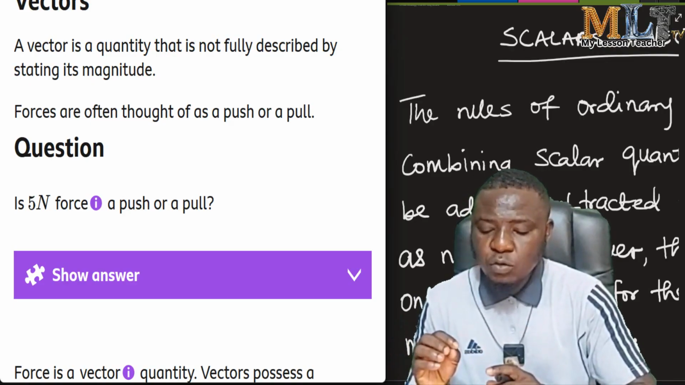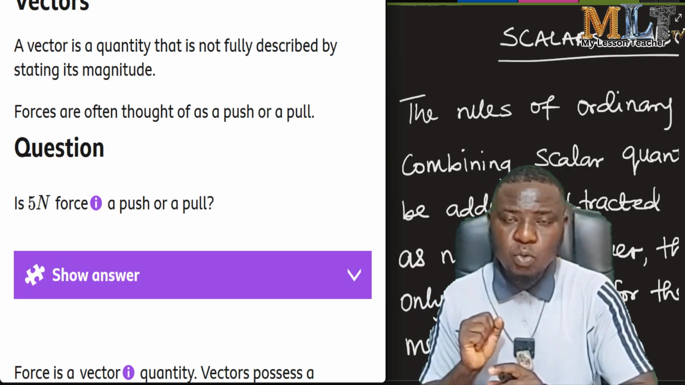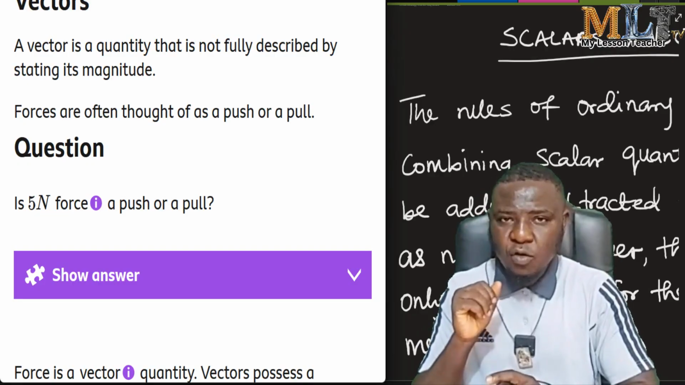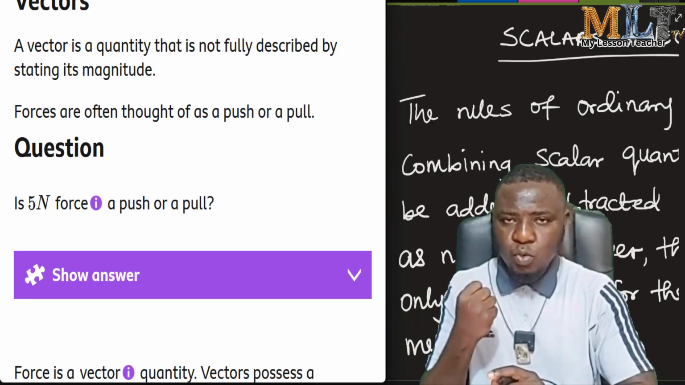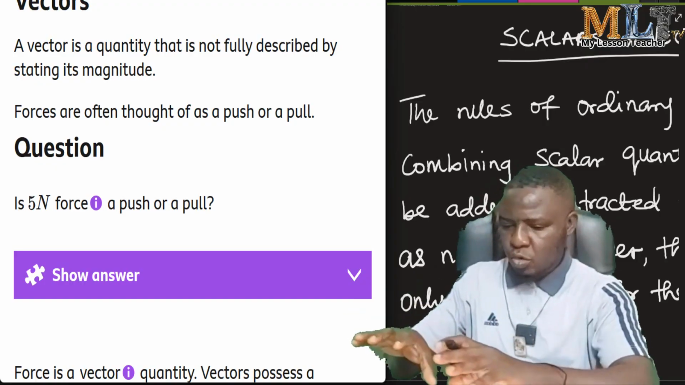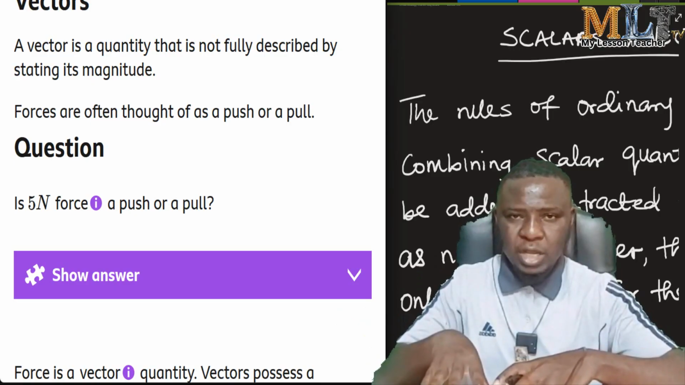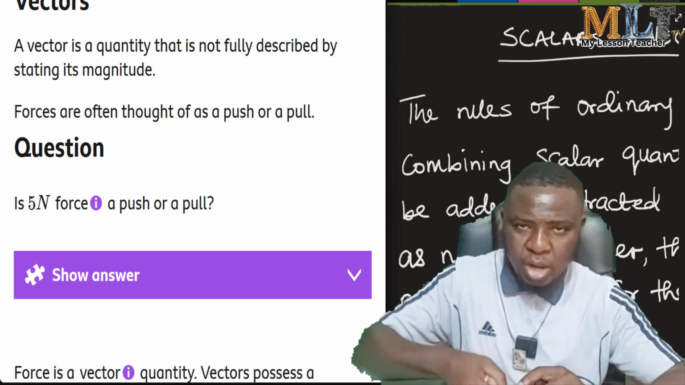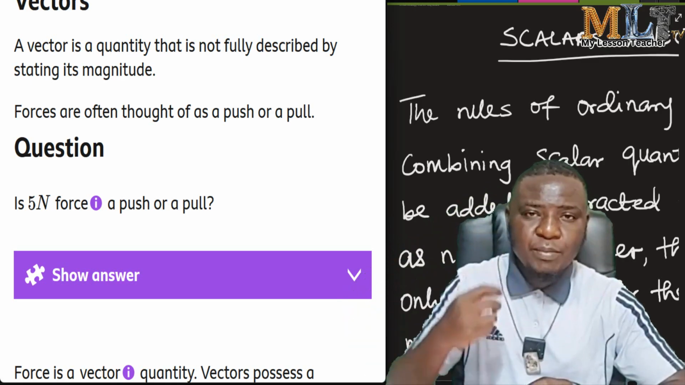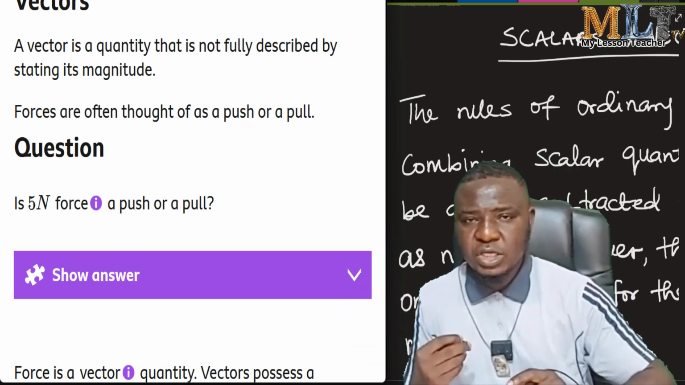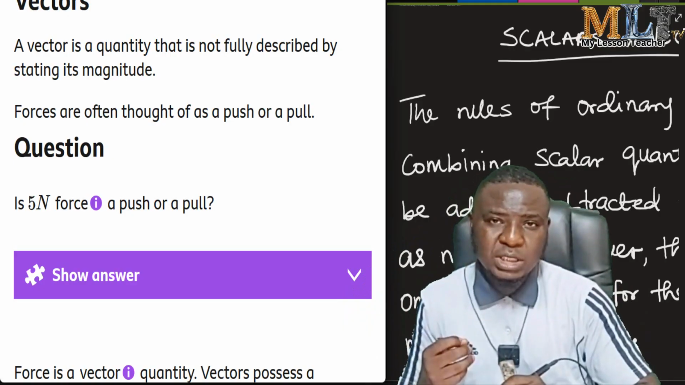And forces are often thought of as a push or a pull. Now, when you talk about a force, it is either a push or a pull. When you are applying pressure on your desk, it is a force, okay? It is a push. But when you are applying against it, then it is said to be a pull. So force is a good example of vector quantities.